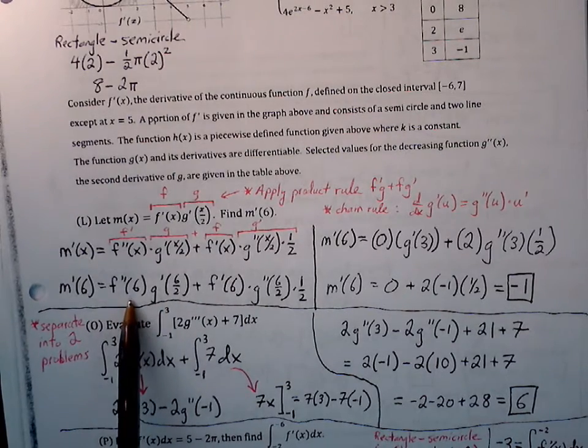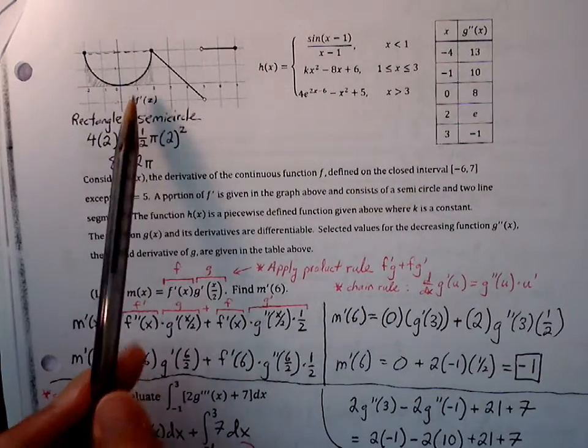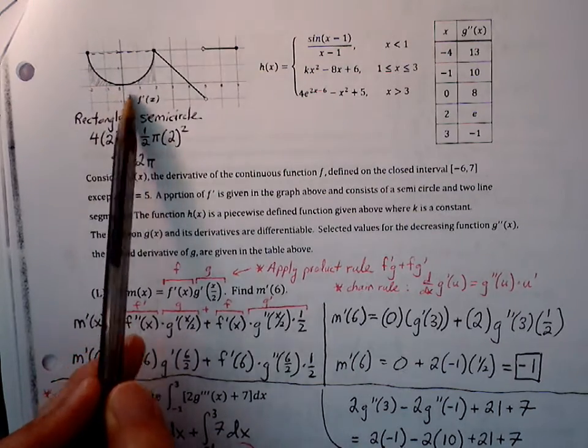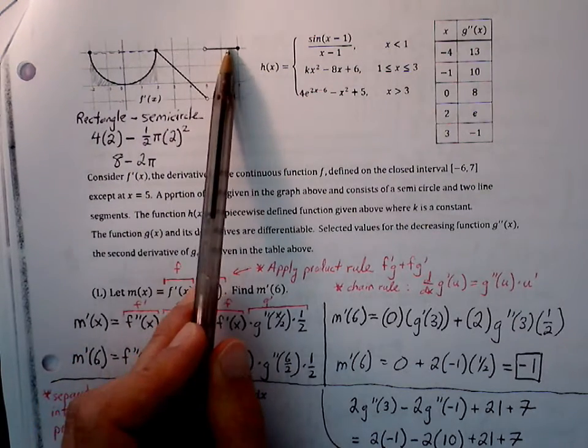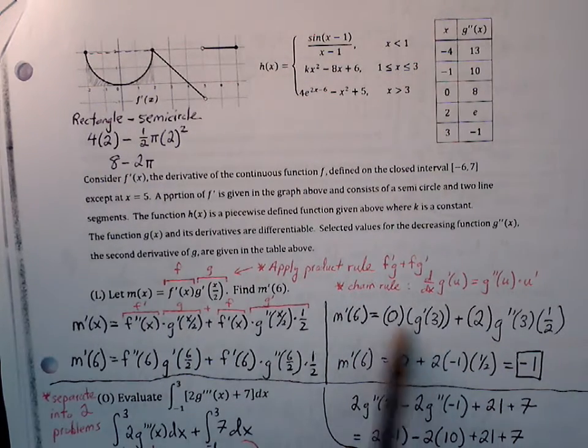So f double prime of 6. This is the f prime graph here. So f double prime of 6, what's the slope of the graph at 6? That's going to be 0. So 0 times g prime of 3. That's just going to be 0 overall.